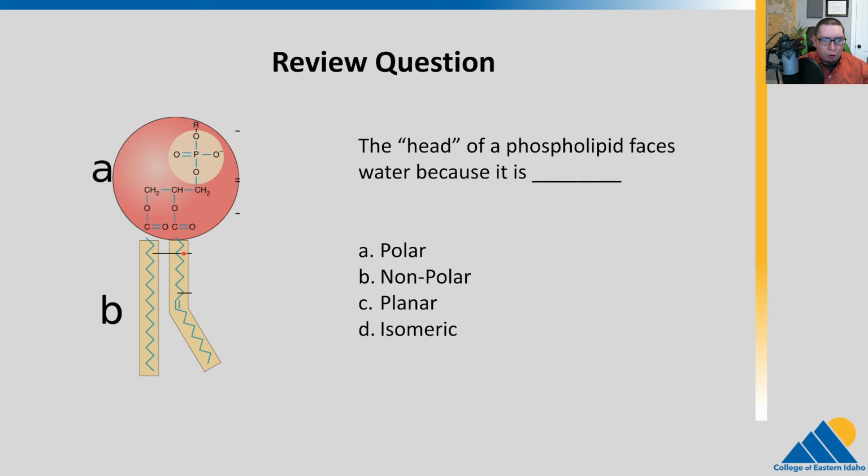Okay, before we finish, I want to review here. The head portion of a phospholipid faces towards water because it is A, polar, B, nonpolar, C, planar, or D, isomeric. Go ahead and pause the video, think about that. All right, the answer would be A, polar. Water is a polar substance. The head of a phospholipid is polar, and those two things will interact because of that.